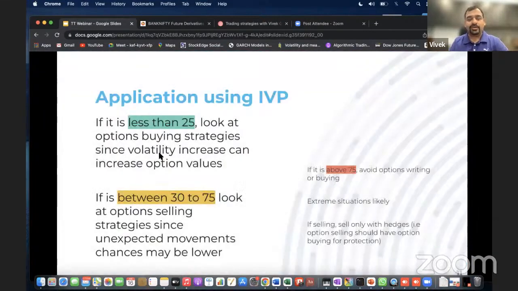Okay, so now how do I use this for trading? I look at if the IVP is less than 25, like we said, it means IV is in the lower range of itself in the past 250 days. I would be looking more aggressively for option buying strategies, because it means that volatility is low, so options may be cheaper. See, a volatility of 15 or 20 does not mean that it will move only 1.5%, right?